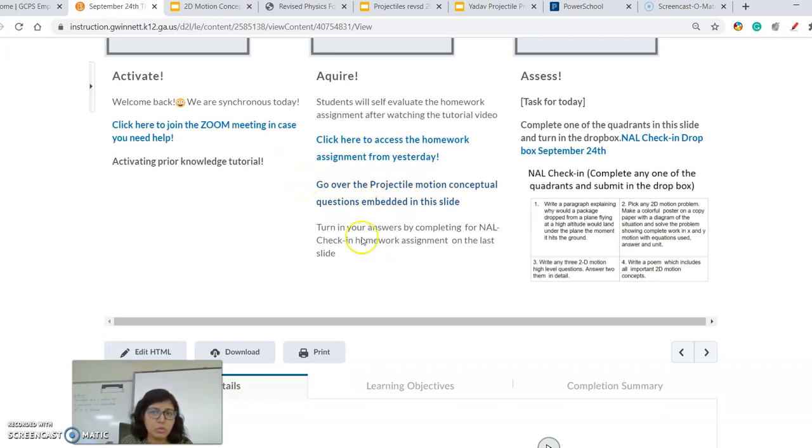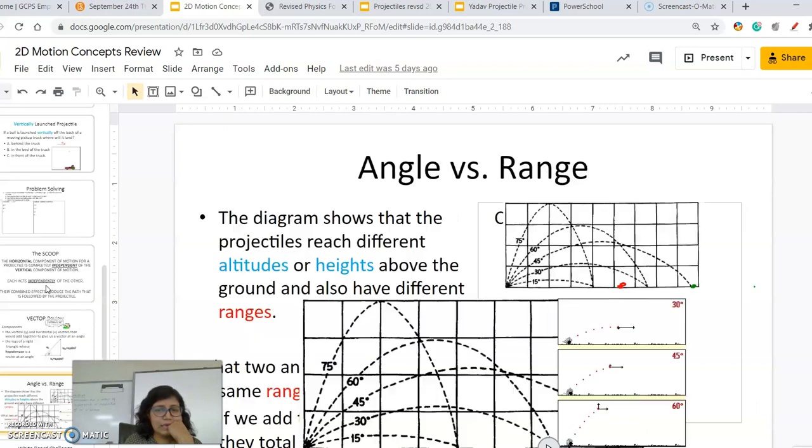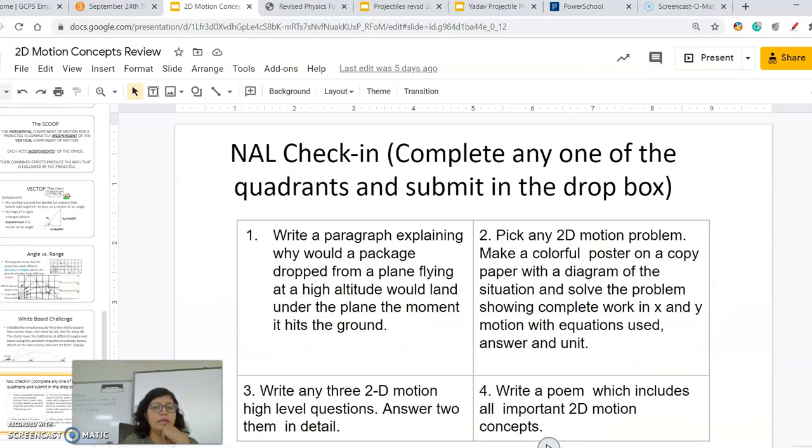After this, today you will be in today's lesson, so I'll go to today's lesson and show you what else you need to do. Once you get to the lesson, you will launch the slide with the conceptual questions. Go over these slides. It's not just the question, there's a lot of information in there, everything we have done at some point in class. When you get to the last slide, here, NAL check-in. Complete any one of the quadrants and submit in the Dropbox. You are not doing all four. That will be too much. Today, all you're doing is picking one of the questions which you're comfortable with.